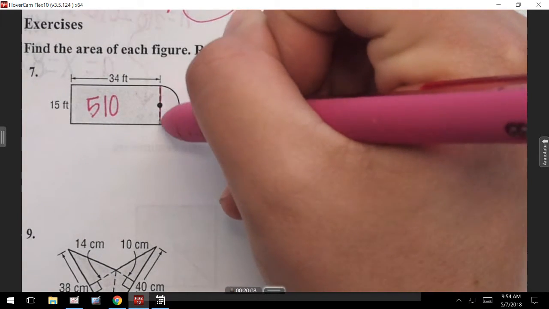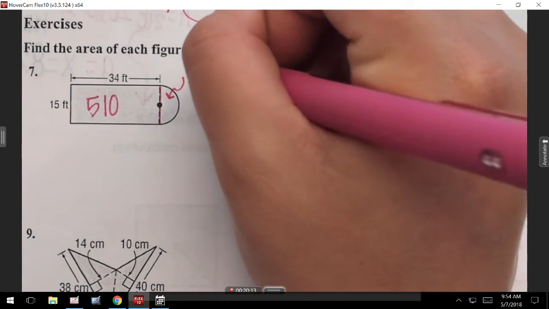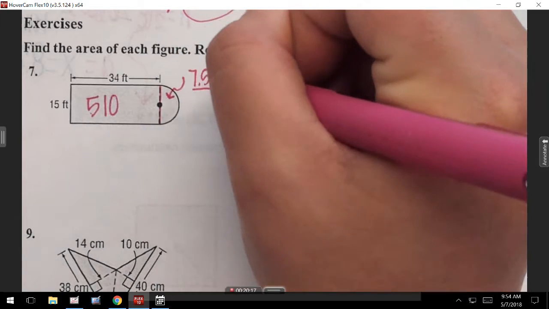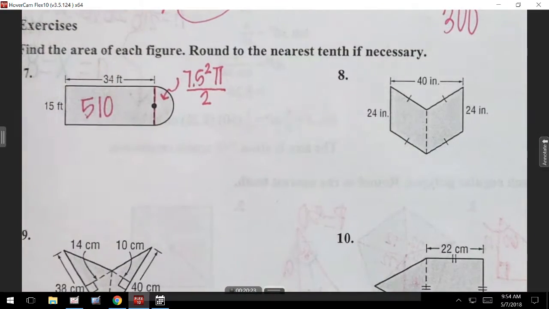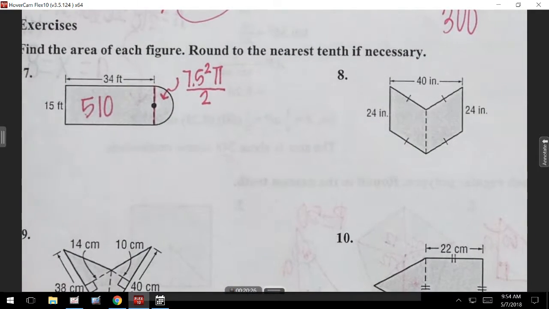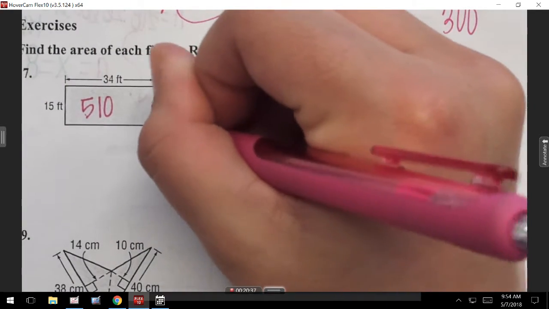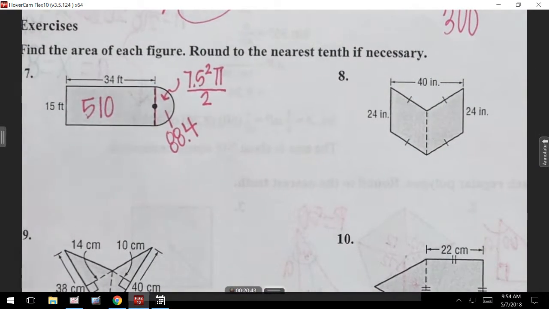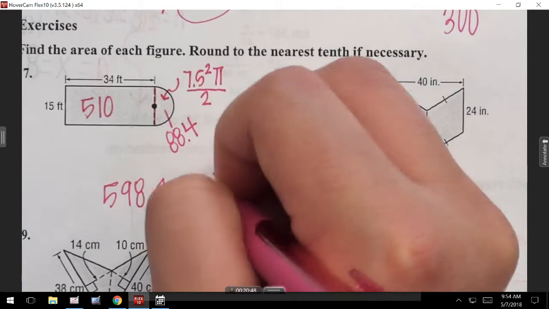Okay, well, what's the radius of this circle? 7.5. So you're going to find this area by doing 7.5 squared times pi divided by 2. Why am I dividing it by 2? It's a half of a circle. So I got that this area right here is 88.4. Now what do I have to do? Add them together. 510 plus 88.4. Your area is 598.4 feet squared.